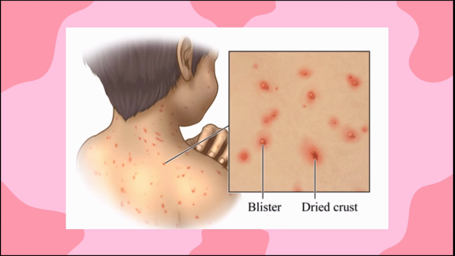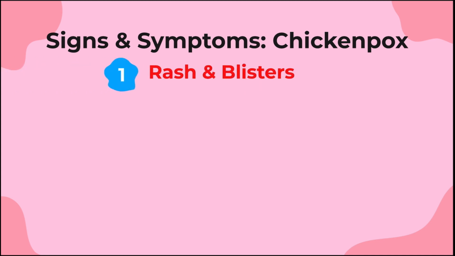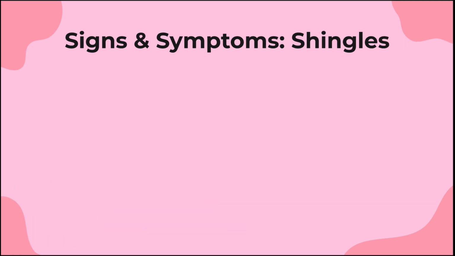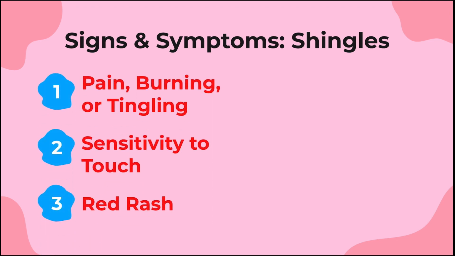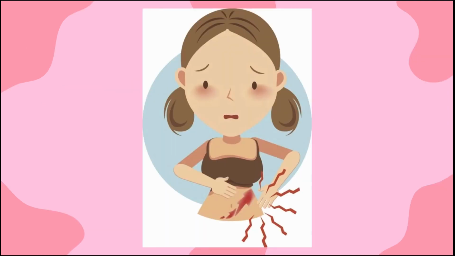The classic symptom of chickenpox is a rash that turns into itchy fluid-filled blisters that eventually turn into scabs. Other typical symptoms that may begin to appear 1 to 2 days before a rash include fever, tiredness, loss of appetite, and a headache. Shingles symptoms usually affect only a small section on one side of your body. These symptoms may include pain, burning or tingling, sensitivity to touch, a red rash, fluid-filled blisters, and itching. Some people also experience a fever, headache, sensitivity to light, and fatigue. Most commonly, the shingles rash develops a stripe of blisters that wraps around either the left or the right side of the torso. Sometimes the shingles rash occurs around one eye or on one side of the neck or the face.